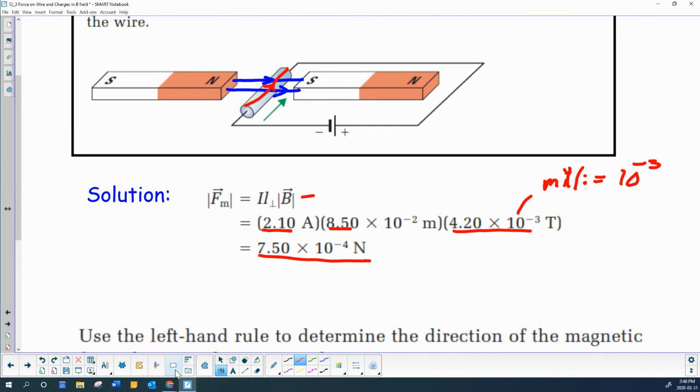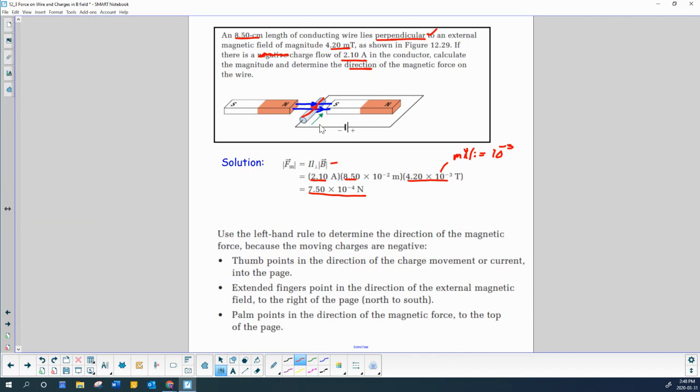Let me try to get a view that shows us the whole thing. They say it is into the page, but they've drawn it in a three-dimensional way. But let's go with that. It's kind of into the page and up at the same time, but we'll call it into the page. So thumb pointing into the page, fingers pointing in the direction of the magnetic field from north to south. So on this picture, towards the right.